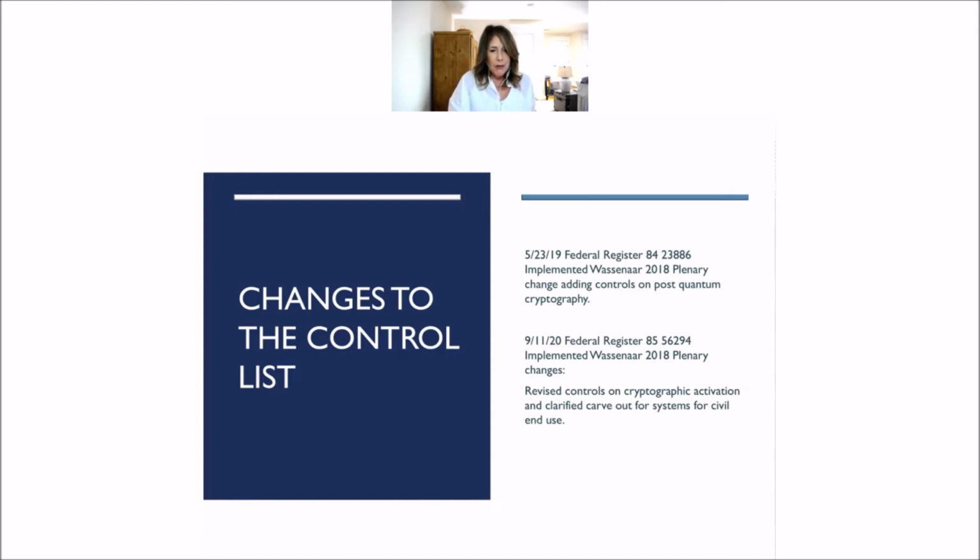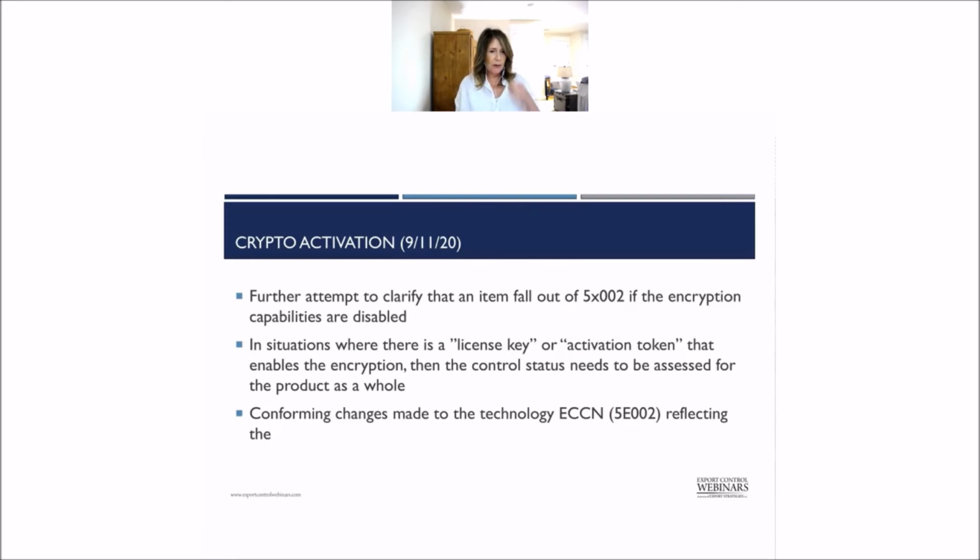Okay, so crypto activation. This was put in the Federal Register on 9/11, a couple of days ago, or last week, I guess. So the concept of crypto activation is not new.